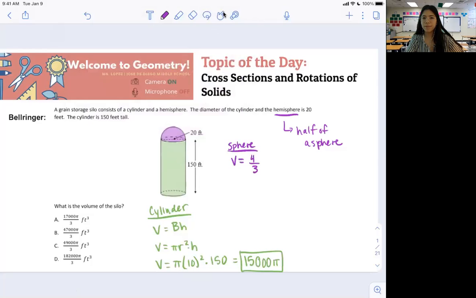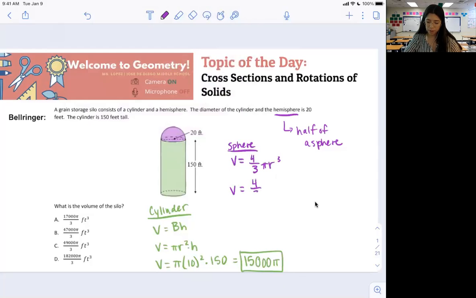There's a pi in there, yep. Pi r cubed. There you go. 4/3 pi r cubed. Okay, so let's go for it. And since we only need a hemisphere, once we get our answer, we're gonna have to divide it by 2. But let's go ahead and plug everything in.